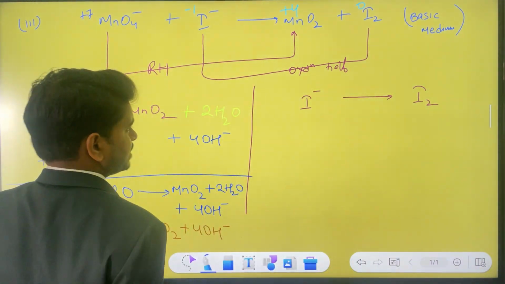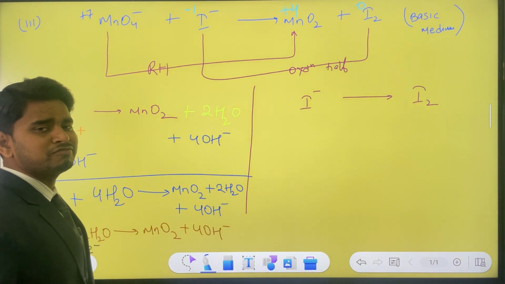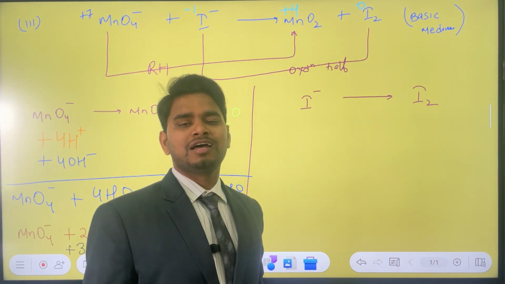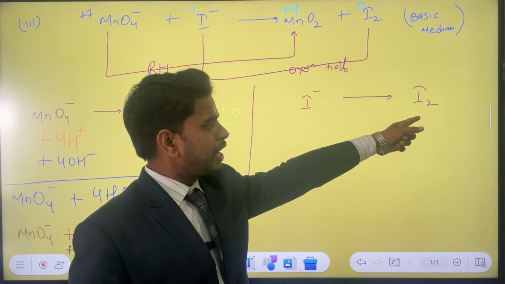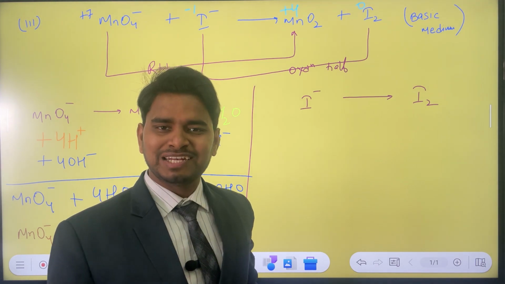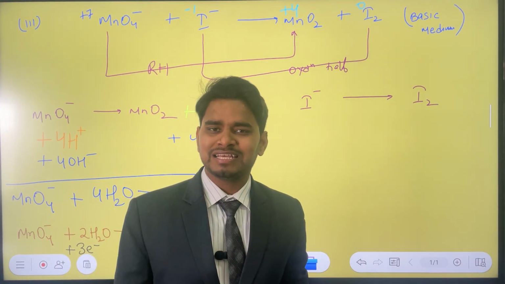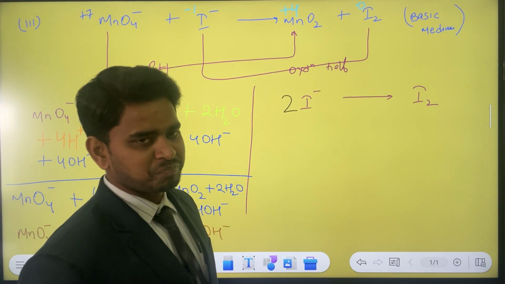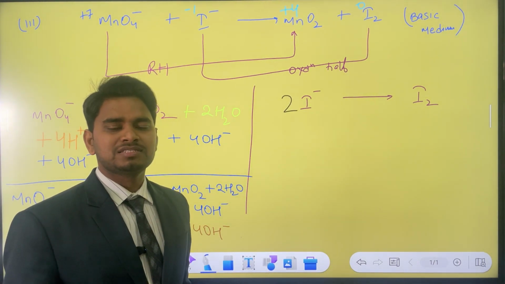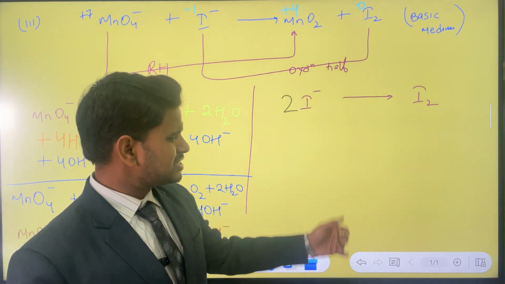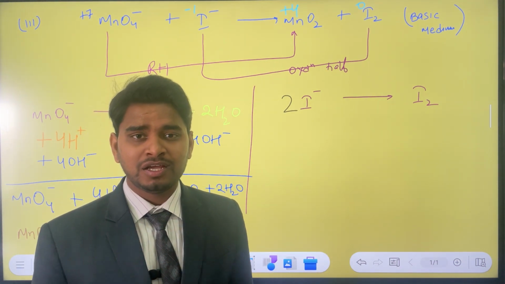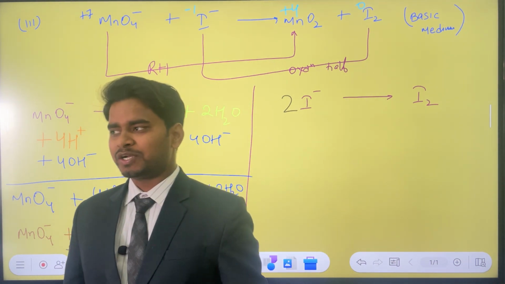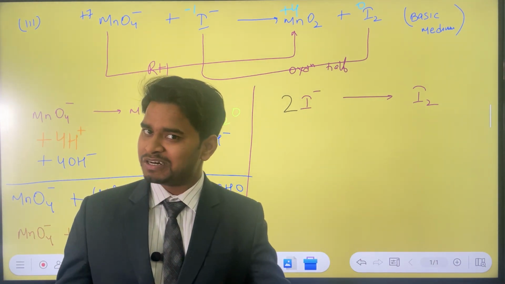We are given I minus, giving you I2. The first thing we do is we balance the atoms. We have 2 iodine here, we have 1 iodine here. What exactly will we do? We'll balance it by multiplying by 2 here. So we balanced iodine. The next thing we do is balance oxygen. Do we have oxygen? No, no need to worry about it. Then the thing we balance is hydrogen. Do we have hydrogen? No, no need to worry about it.